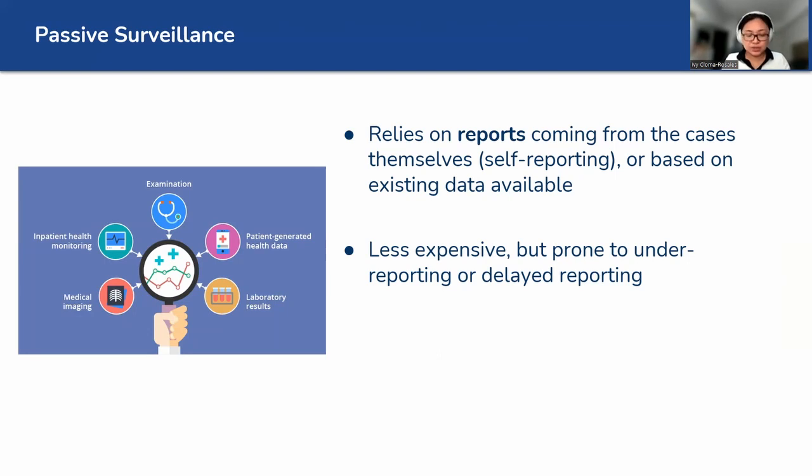Passive surveillance, on the other hand, relies on reports coming in from the cases themselves, or self-reporting, or based on existing data available. This is generally less expensive, but may also be prone to under-reporting or delayed reporting. Missed cases will lead to small numerators and would result in low prevalence and incidence only by the report and not being very accurate.